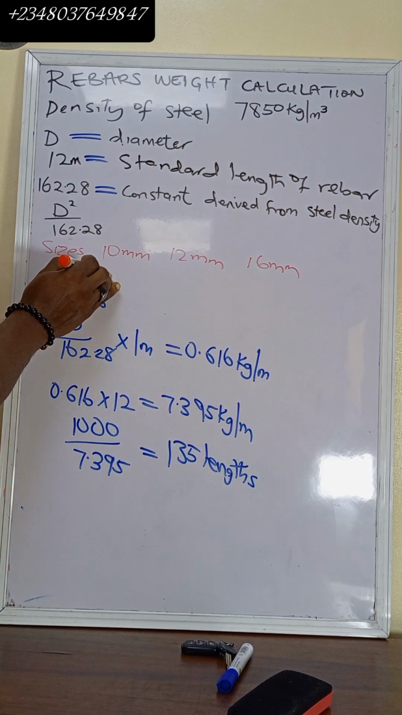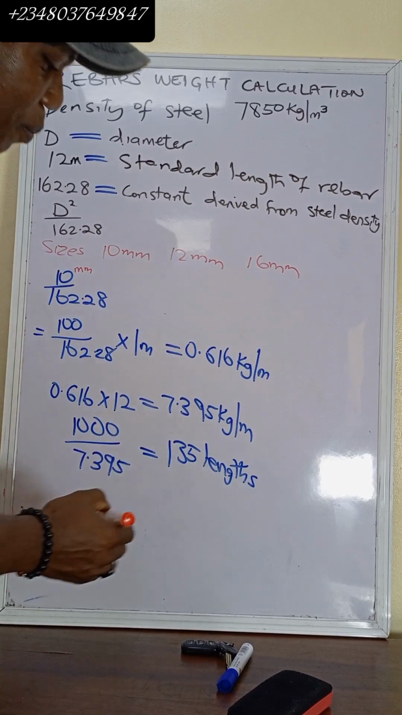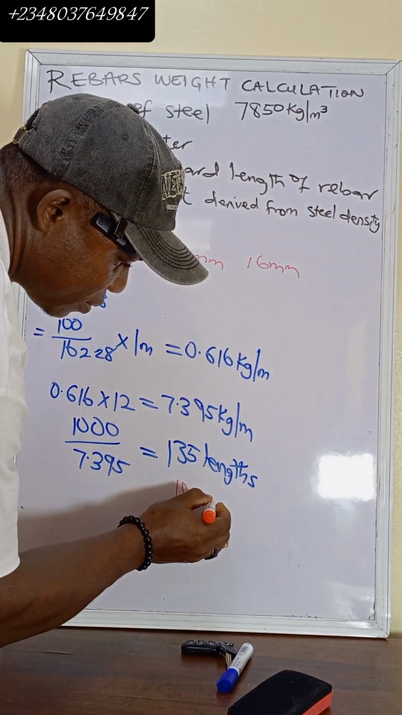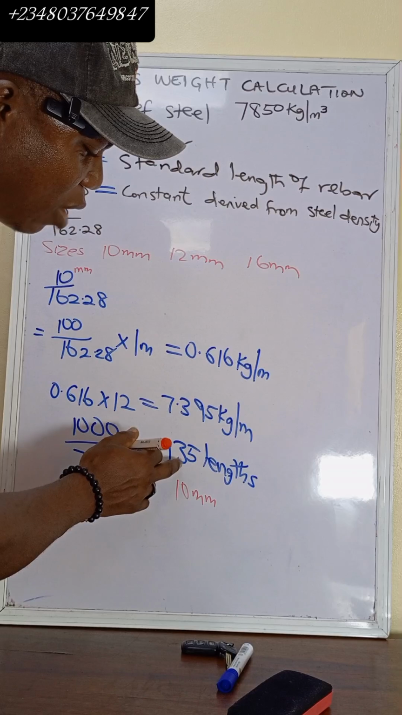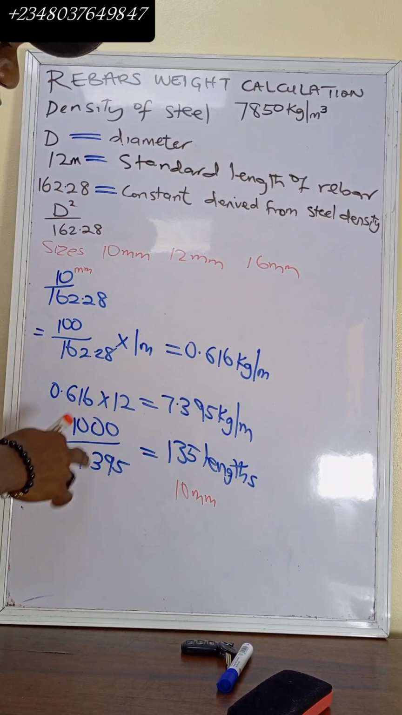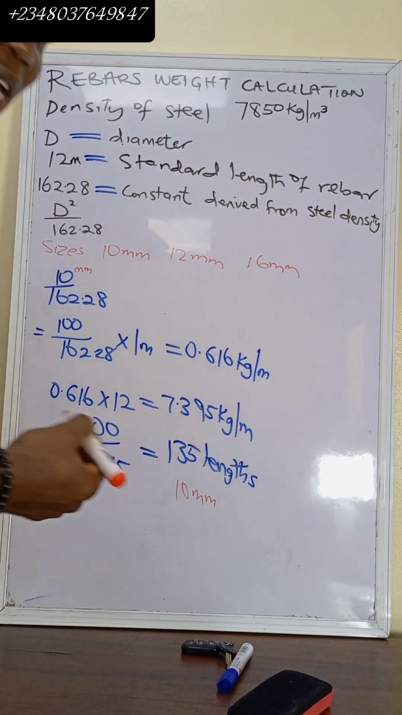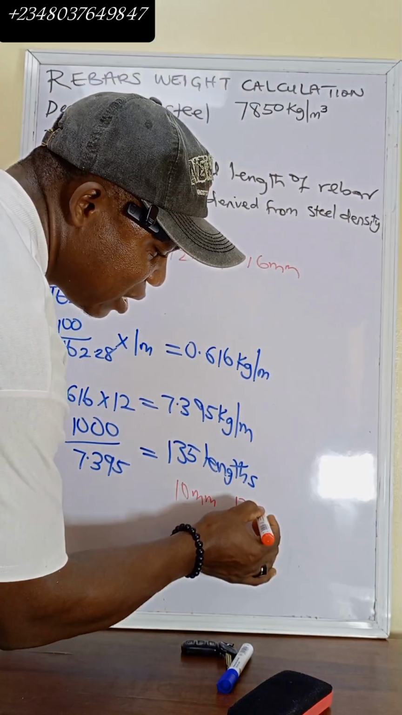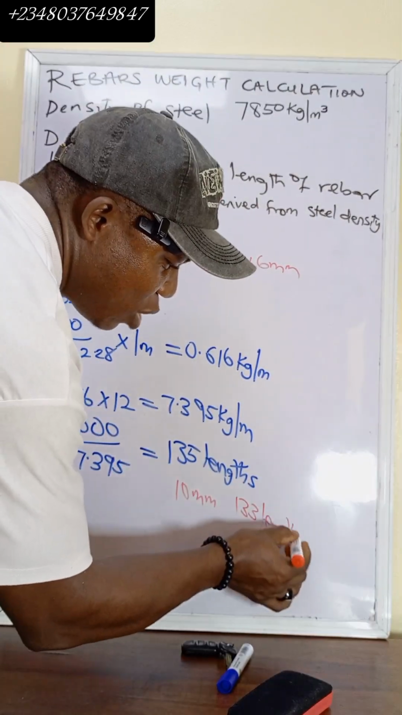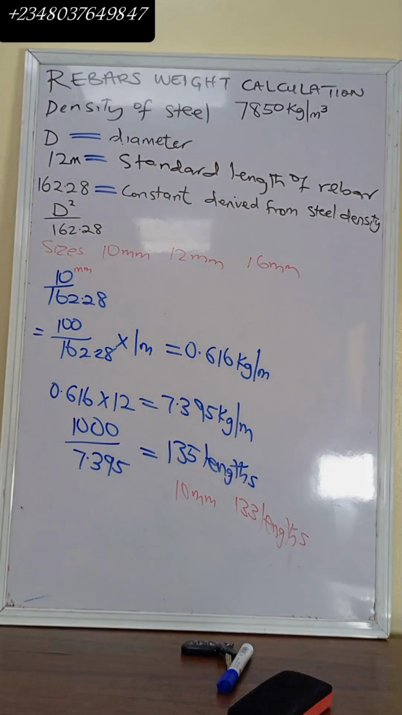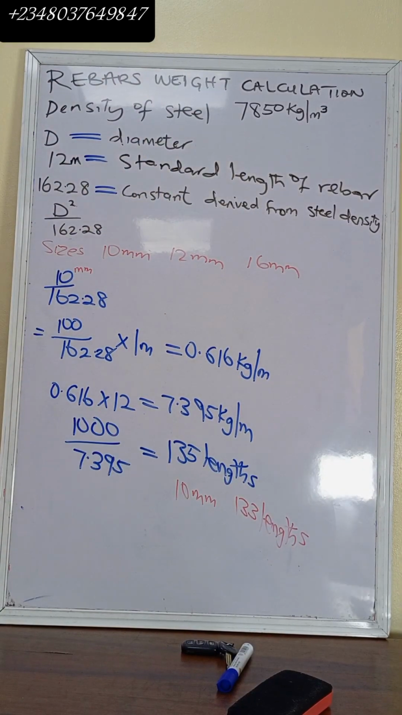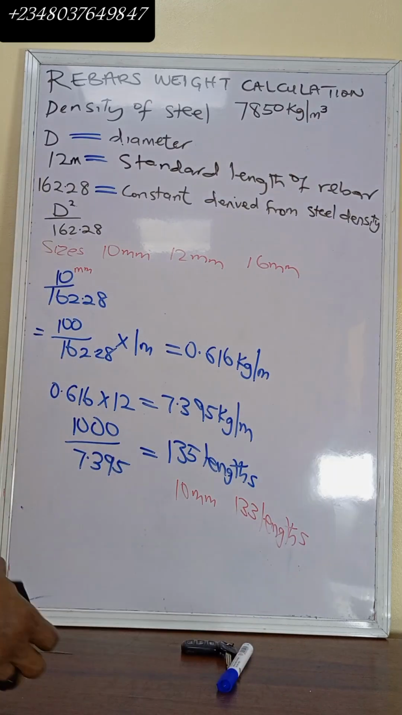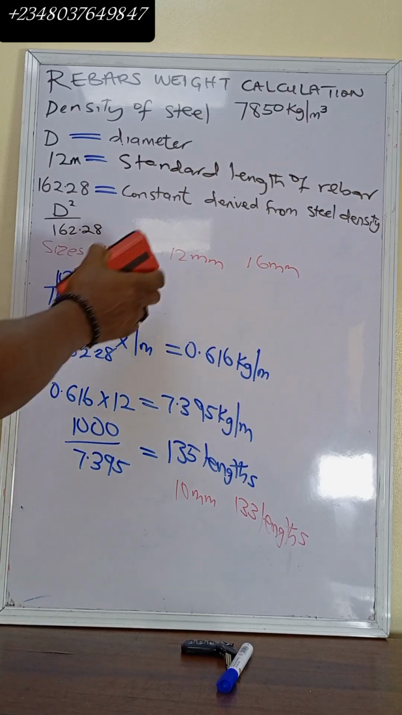This is 10 mm. So for 10 mm, we are going to get 135 length in 1 ton. But in Nigerian markets, what is usually delivered to site is 133 length. That's what the suppliers or the vendors usually deliver to site. So this is the calculation for 10 mm. Now we are going to do a calculation for 12 mm.